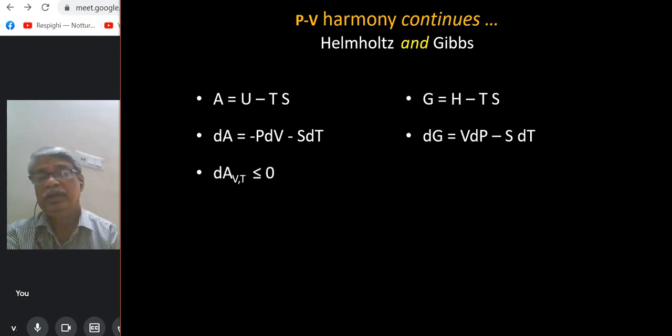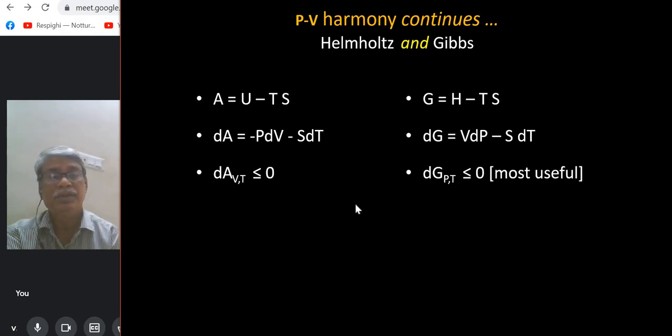Spontaneity and reversibility or irreversibility condition, in terms of A, there is a relation, but at constant V and T. So you can easily say now that there must be another condition in terms of G, and not only that, at constant P and T. So that is exactly the same, dG at constant P and T less than or equal to 0. It's the most useful equation in thermodynamics. Another spontaneity condition, dU at constant S and V. So you expect now dH at constant S and P, right?